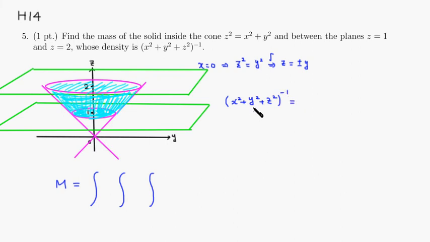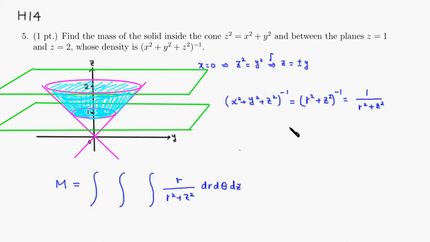This is the same thing as in polar coordinates. So x squared plus y squared would be r squared, and you have a plus z squared, to the -1 power. So it's really 1 over r squared plus z squared. We're going to put a density here, so I'm going to say over r squared plus z squared. That would be the density. Then the volume element would be r dr d theta dz.